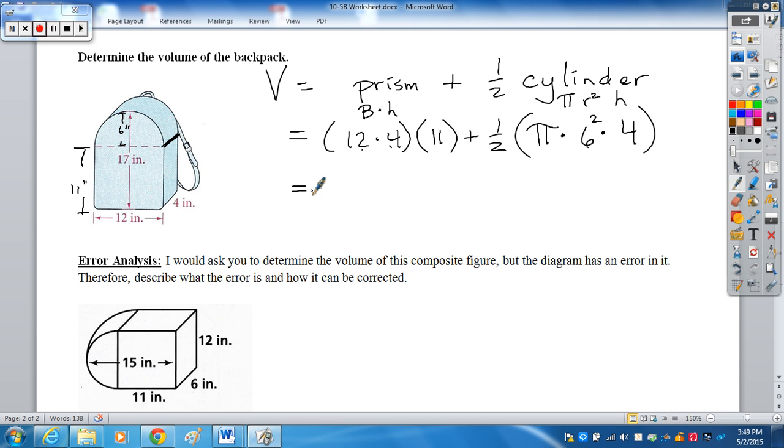Now, if I go ahead and multiply 12 times 4, that's 48, times 11, I get 528. Over here, we can take 36 times 4, 120 and 24, so 144 divided by 2, that's 72. Half of 144 is 72. So this is 72 pi. This would be your answer in terms of pi.